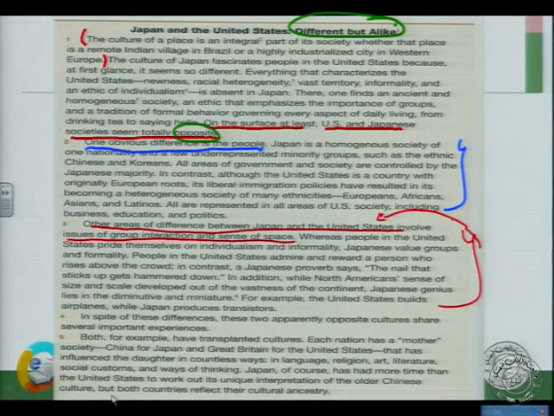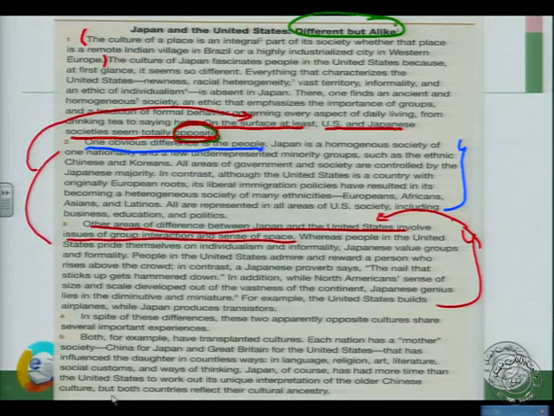As you can see, the topic sentence of the second body paragraph and the topic sentence of the third body paragraph both support the thesis statement right here, which was talking about opposite. So both paragraphs support the thesis statement of opposition.